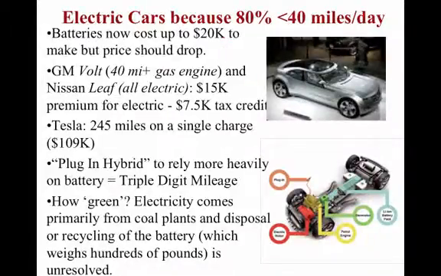Electric cars are feasible because 80% of us just travel less than 40 miles a day. The batteries are very expensive, but now they are dropping down. And well, you wonder how green they are. Well, electricity comes primarily from coal plants, and disposal or recycling of the battery is unresolved. And so they are not totally green, but you have to look at the efficiency of the energy conversion.